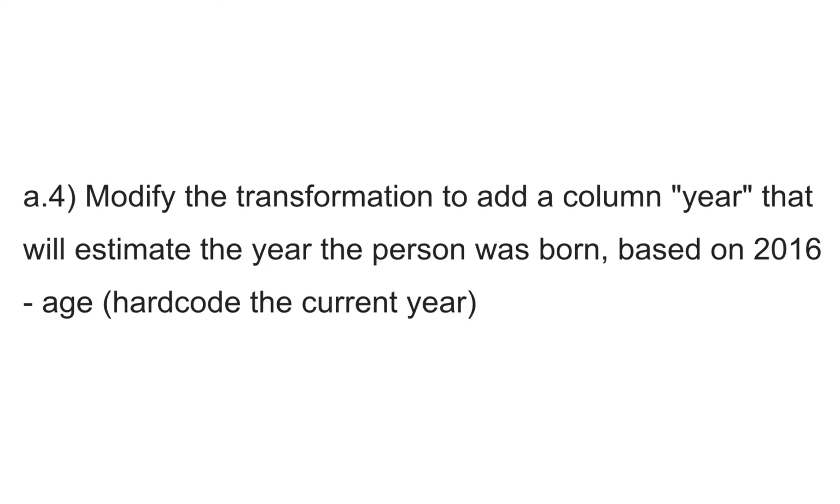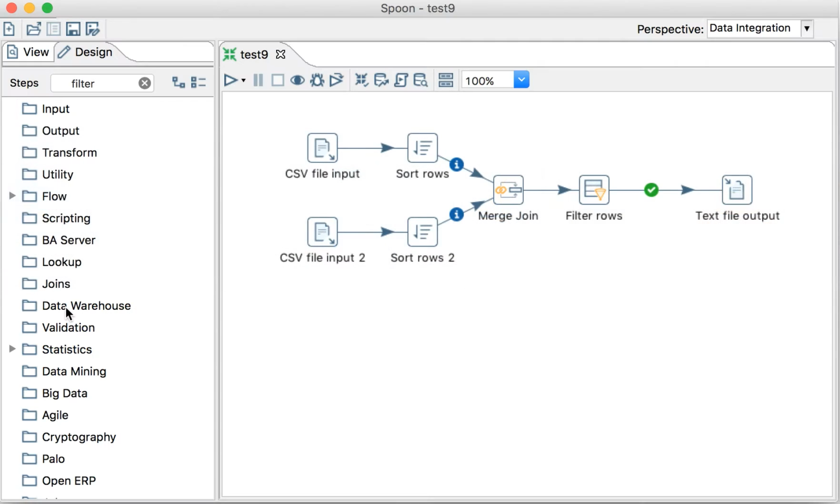So what we want is to add a year column that will just be a rough estimation of the year that it was born. So if I'm like 20 years, 2016 minus 20 will be like 1994, something like that. The current solution is this one.